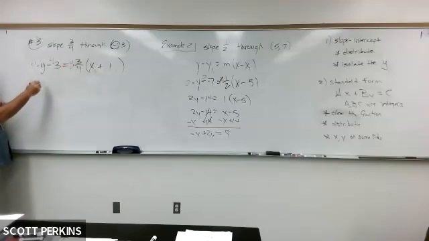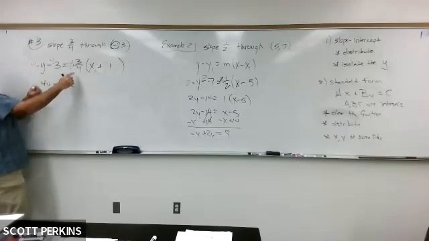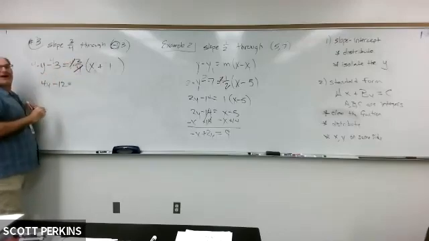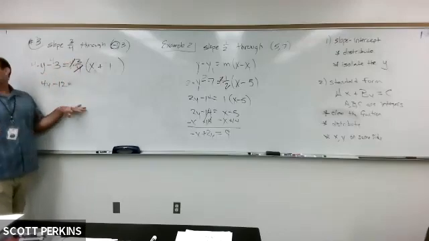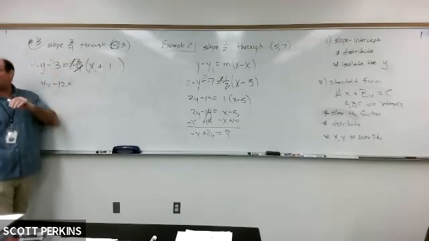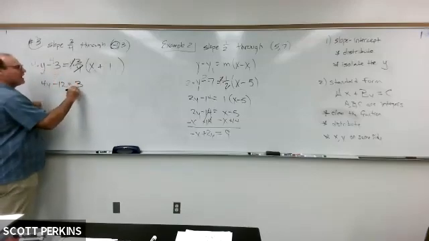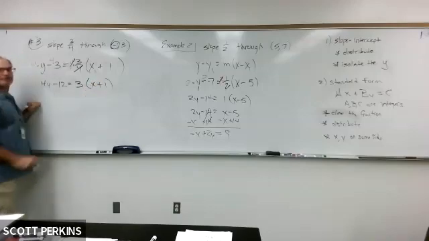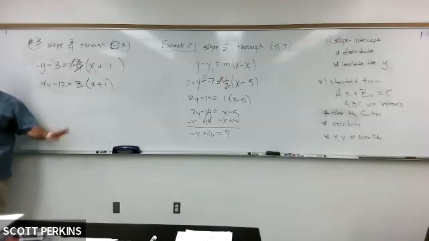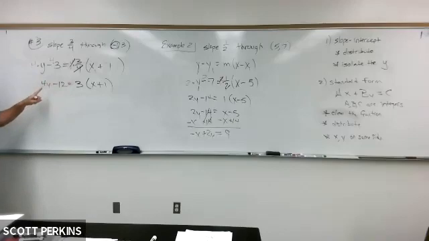So we have 4 times y is 4y. 4 times -3 is -12. Here, the 4's cancel. That's what I want. And if you can do this all in one step, I'm totally cool with that, but I'm writing it all out for everybody. A 3 times the x plus 1. You still with me? Did I lose anybody on that step?